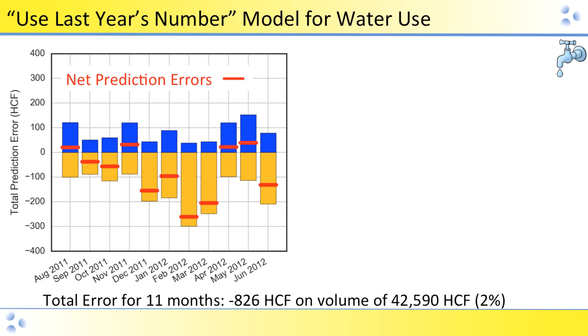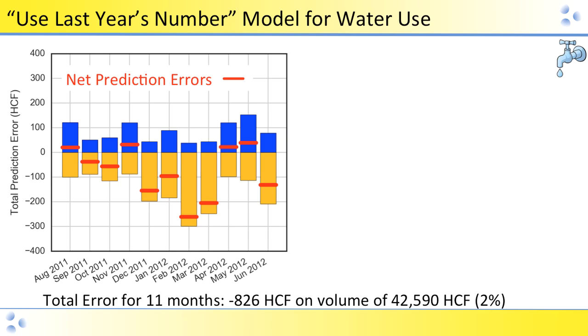So the red bar, if it lands on 0, that means that whatever I over-predicted for some places and under-predicted for other places, they add up to 0, and I can handle the difference just using redistribution of resources within my network. And you can see that the use last year's number model doesn't perform very well. We over-predicted just a little bit in August 2011, but then we went through a large period of time, December through May, where we've seriously underpredicted what gets used by the actual network, the actual customers.